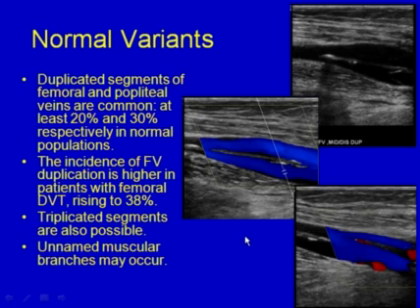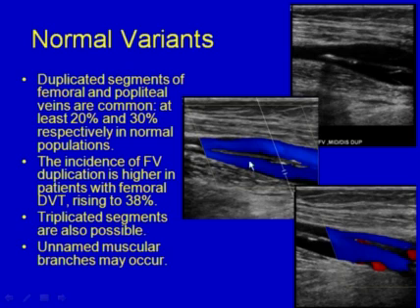The femoral and popliteal veins are commonly duplicated, at least 20% femoral duplication and 30% popliteal duplication in normal populations. It's important to recognize this because in patients who have duplicated femoral veins, the incidence of DVT is much higher, rising to even 38%. You can even get triplicated segments, and as we said before, unnamed muscular branches may occur.